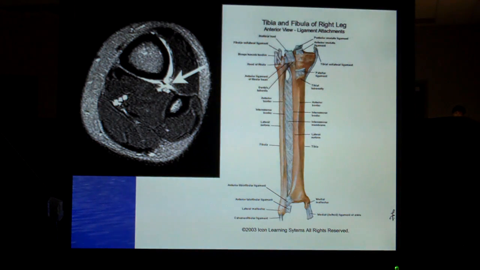The other anatomical structure is the syndesmosis. And the syndesmosis basically connects the 2 bones, tibia and fibula.